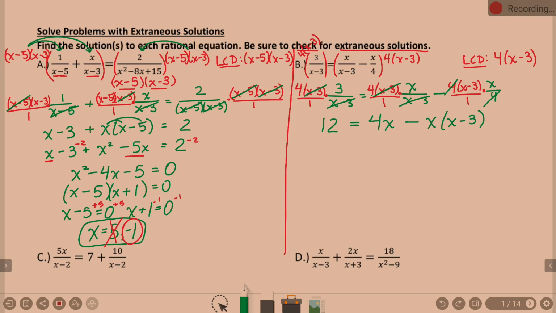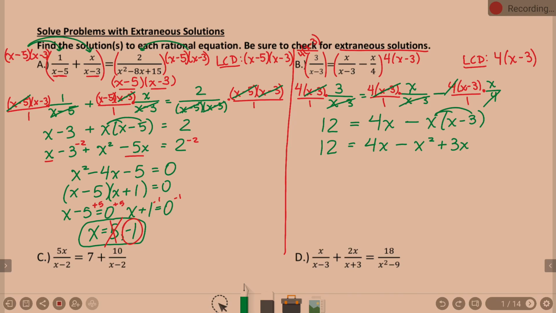Similar to last time. First of all, I see some parentheses, so we need to distribute. So 12 equals 4x minus, now, think of this how you want. I'm going to think of this as a minus x. What's minus x times x? X times x is x squared, right? Negative times positive makes it negative. And then when you distribute the x here, think of it as negative x times negative 3, which becomes what? Positive 3x.